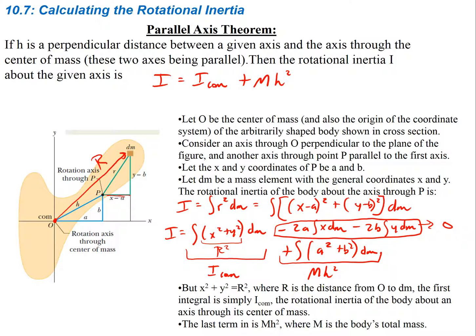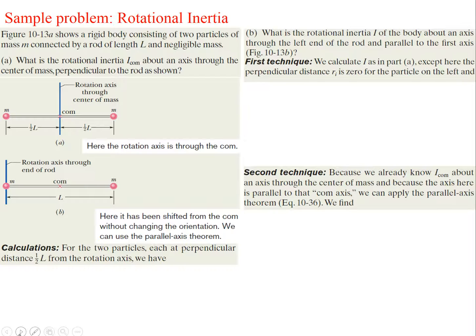So essentially what you're left with is the parallel axis theorem, right? Just saying that you have the moment of inertia at the center of mass plus mh squared. Okay, let's move on. Let's do some example problems.